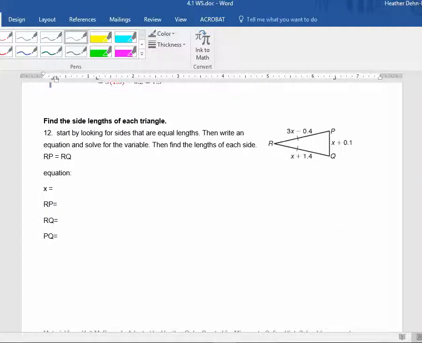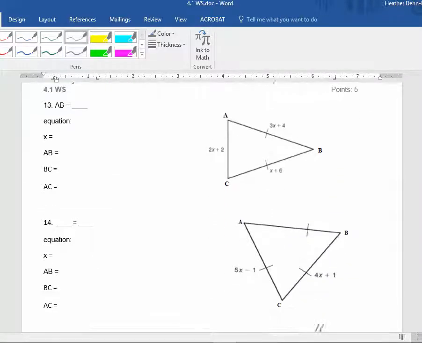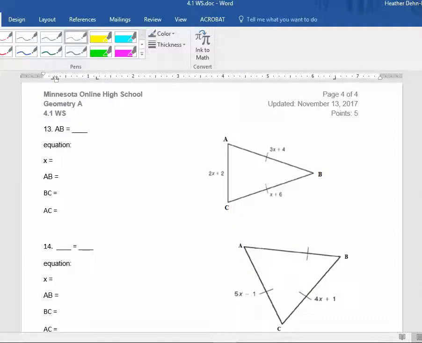This one has a lot of details for how you're going to do this. Start by looking for sides that have equal lengths because they're marked or given as such. Then write an equation and solve for the variable, and then plug the value of that variable back in and find each side length. Let's do number 13 together.